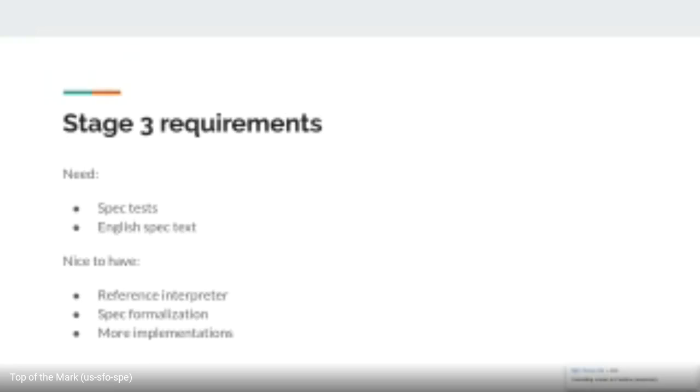We also need spec text. So someone needs to take what we have and make it more formal. And then eventually, we don't need it for stage 3, but we definitely need it for stage 4. And it would be nice to have as soon as possible a reference interpreter implementation, the spec formalization, and more implementations. Right? We have a few. We need more. And we need more complete implementations.